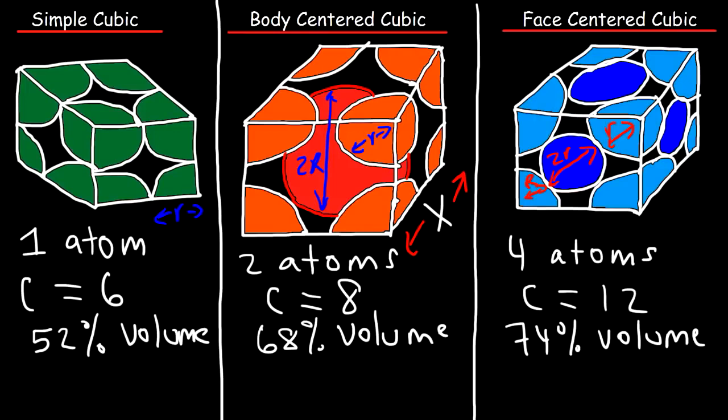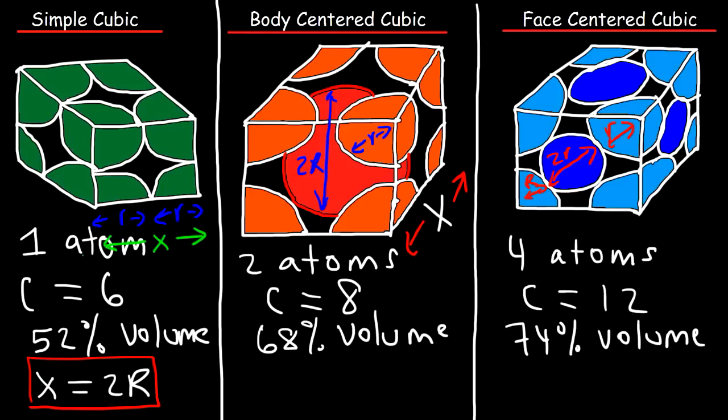Now, what you need to know is the relationship between the edge length and the atomic radius of the atoms in each of these structures. For the simple cubic structure, X is equal to 2R. So what that means is that the edge length is twice the value of the atomic radius of the atoms in that structure. Now if you want to visually see it, here's another R. So therefore, this whole thing is X. So X is 2R. Now for the body-centered cubic structure, the edge length, X, is equal to 4 over root 3 times the atomic radius.